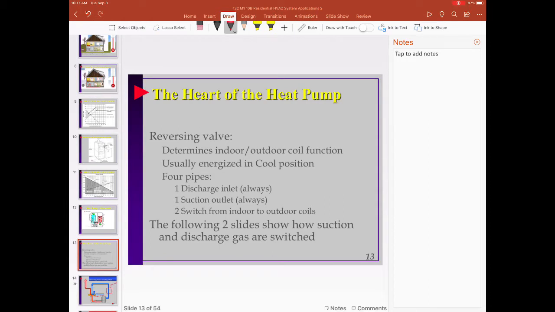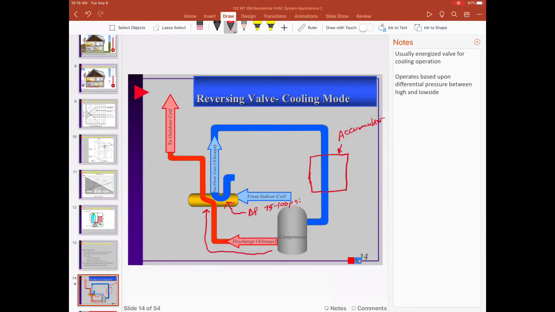There will be 4 pipes on a reversing valve. One of the 4 pipes will always be by itself, and that's always the discharge line. There will be another one that is the suction, which will always be directly opposite of that, and then there'll be 2 other ports that will switch either on the far right or the far left, and they will go to the indoor and outdoor coils is how they're going to do that. So we'll take a look at that application.